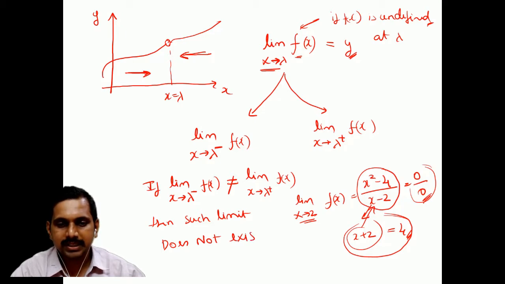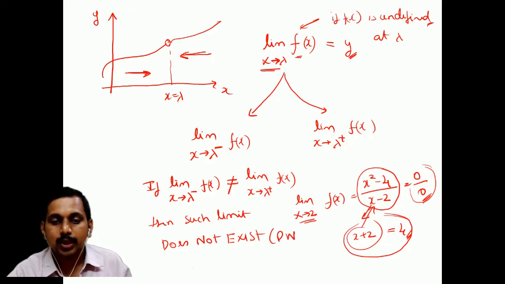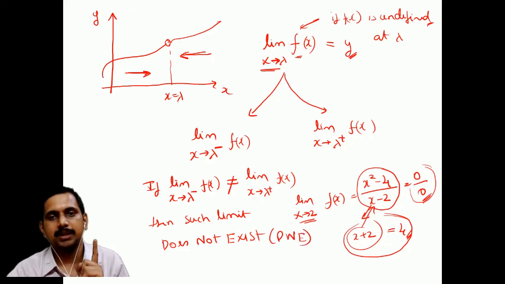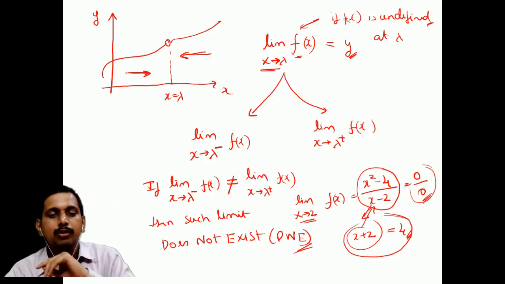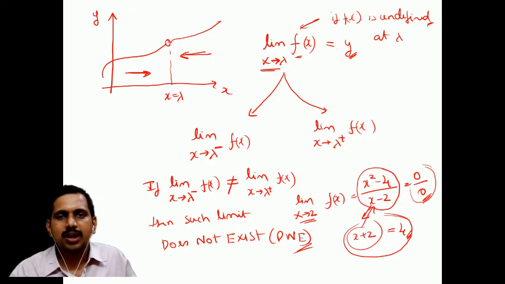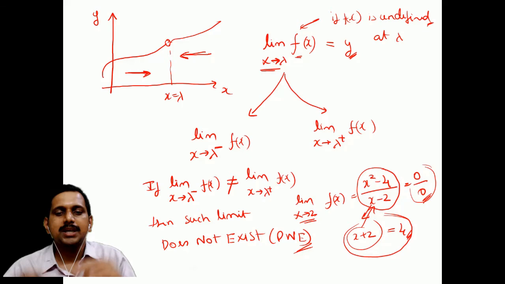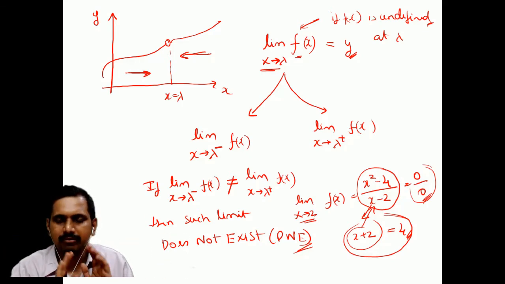This kind of question comes in GATE, where one of the options is "does not exist", and getting that as the answer is a possibility in GATE. Keep that in mind. So when does it not exist? When the limit x tending to lambda minus is not equal to the limit x tending to lambda plus, then it does not exist. Is that clear, students? Any doubts still here? Very, very basics.